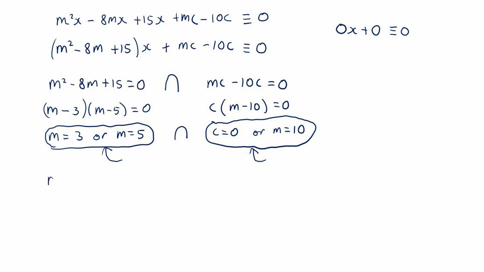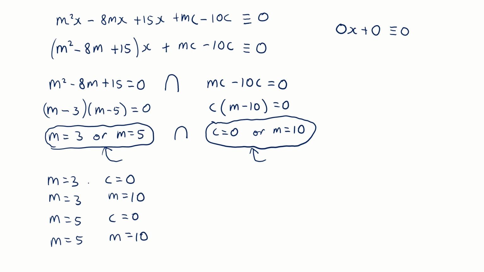So I'm going to try picking m equals 3 from the left and pairing it with c equals 0, which was something chosen from the right. Or I could do m equals 3 with m equals 10. Or I could do m equals 5 with c equals 0, or m equals 5 with m equals 10. We're then going to consider each of these combinations in turn, and then think what impact that combination would have on a possible invariant line equation.